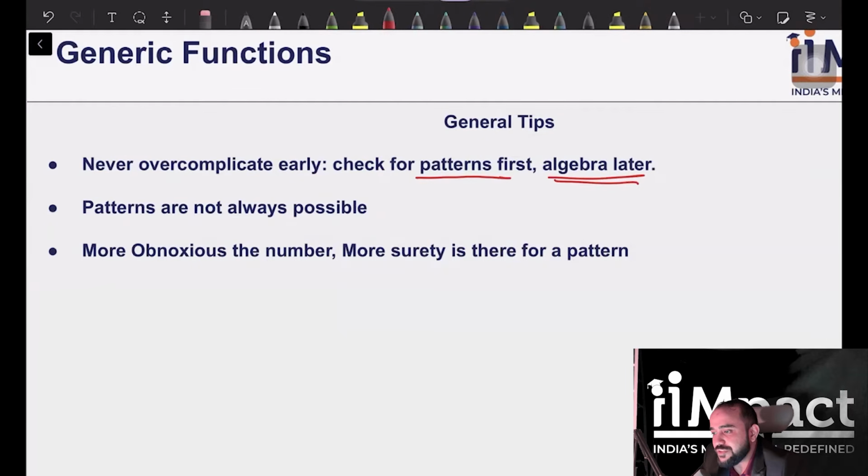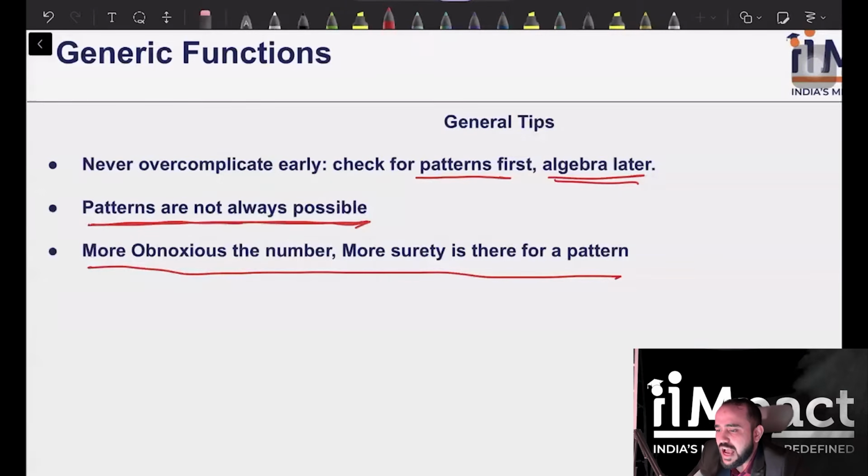Let's say you gave it a fair shot. Maybe patterns are not always possible. Maybe it is a random question, in which scenario it's a bad question. It is not worth asking in an exam like CAT. So less likely to occur, but might happen. If this is a possibility, the other possibility is this: if they ask you for an obnoxiously high number, you have a greater certainty of a pattern.